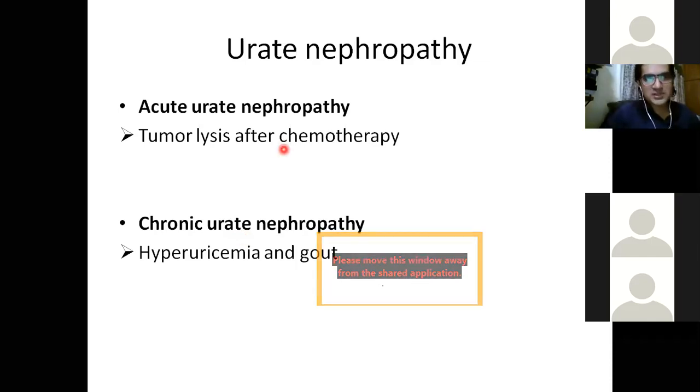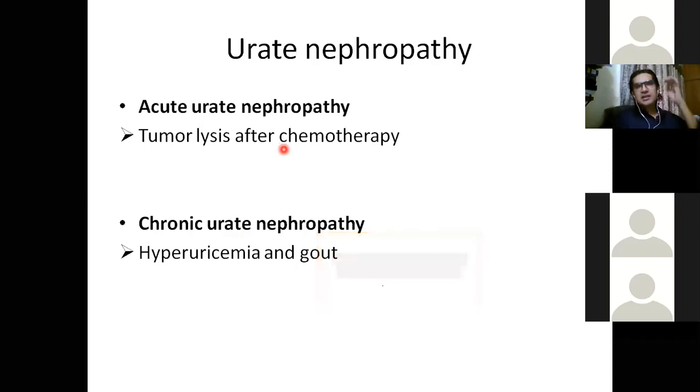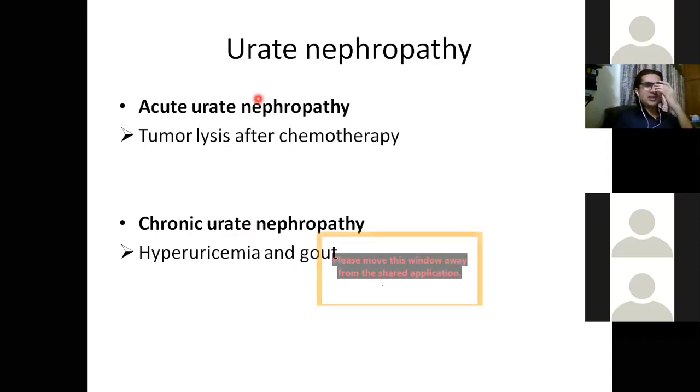Now, how will you identify that this acute renal failure is due to urate nephropathy? The typical clinical scenario is, as you know, that the uric acid comes from DNA and RNA, right?